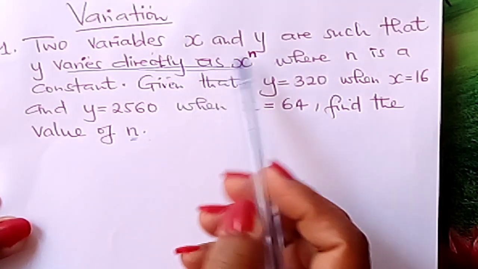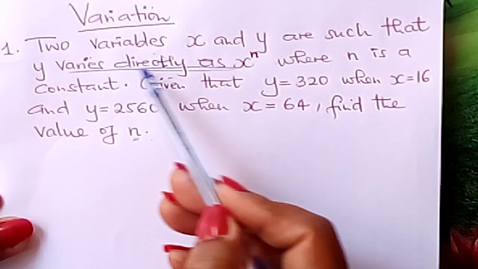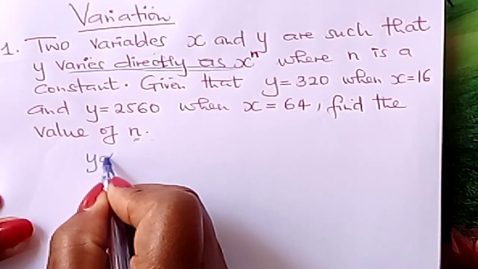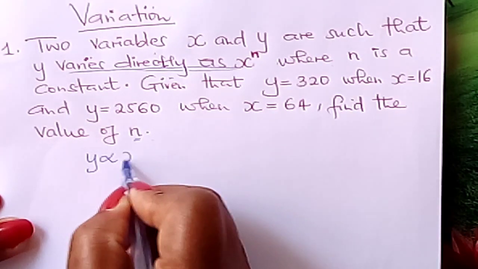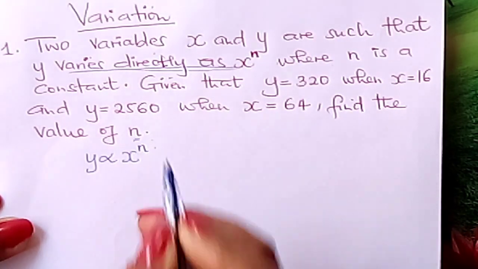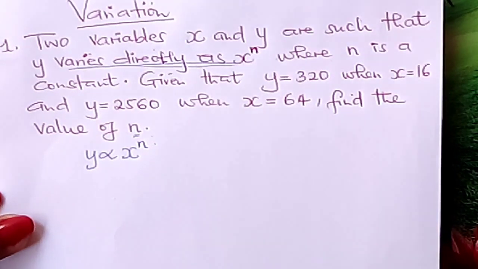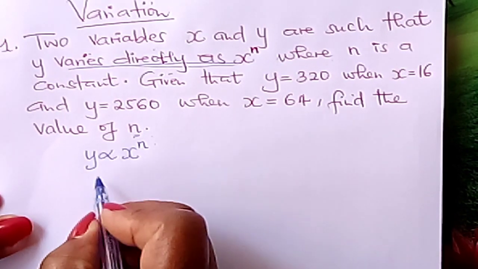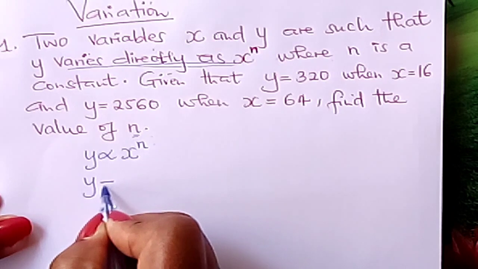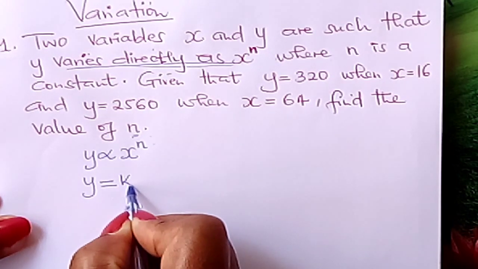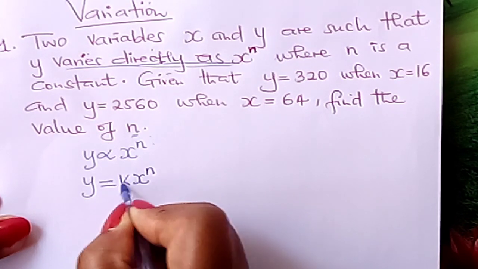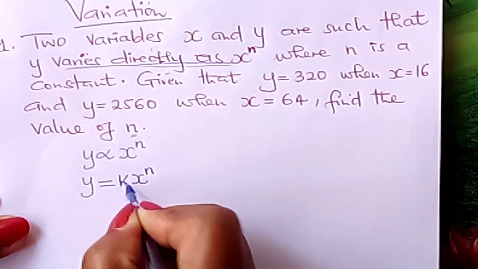You go to the first sentence. Y varies directly as x raised to n. That is the first step, direct variation. From there we replace the proportionality sign with equal to k x raised to n. K is a proportionality constant.